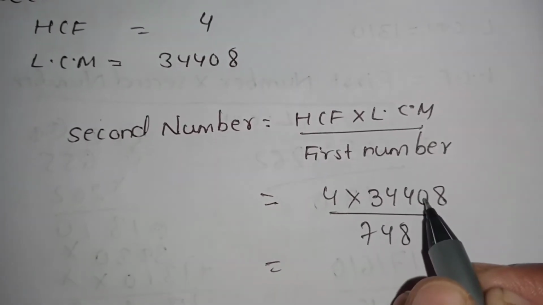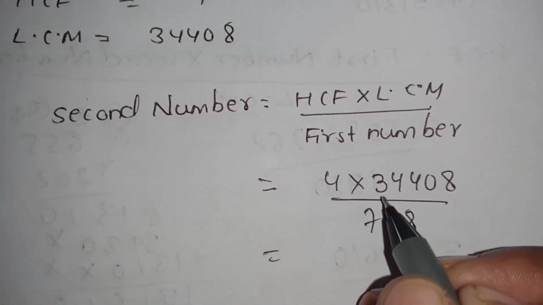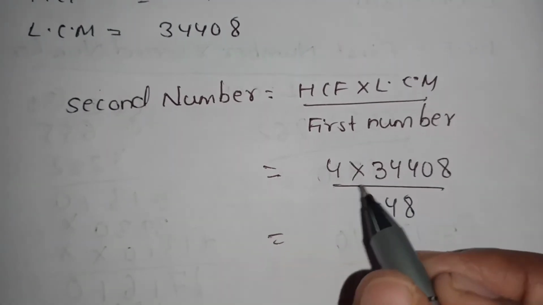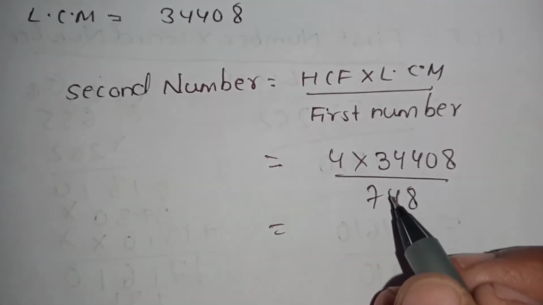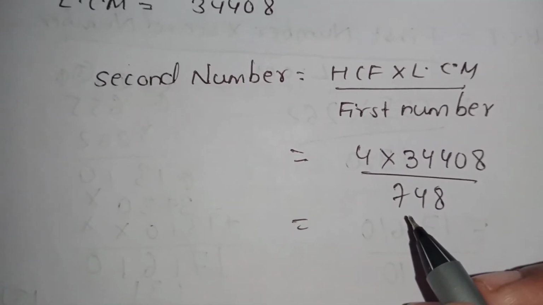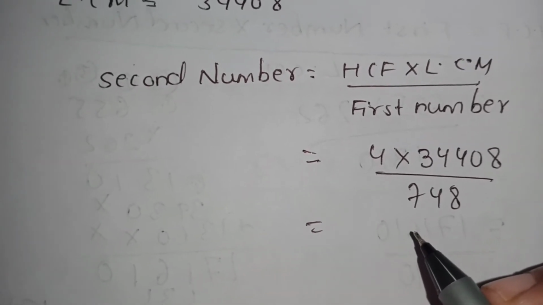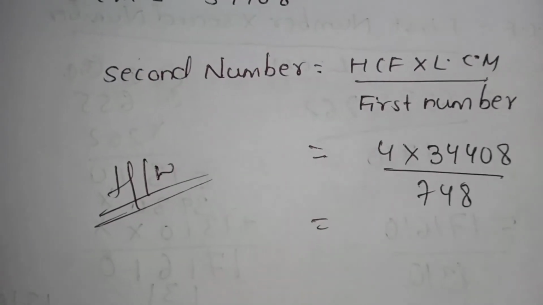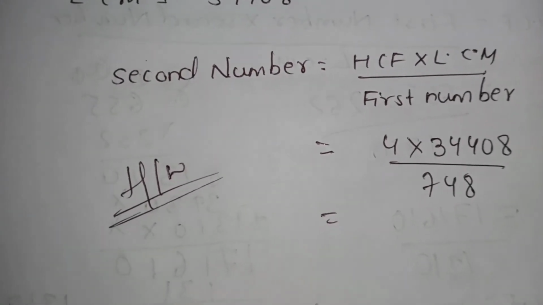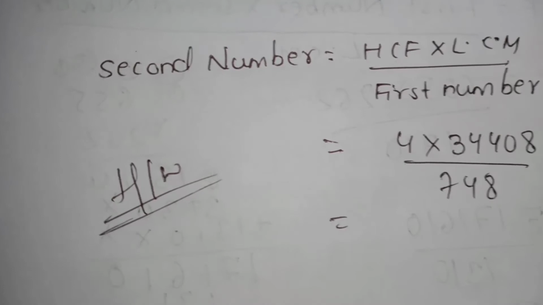So what you will do, you will multiply 4 into this, and whatever the answer you get, you will divide by this number, that is 748, and you will get the second number. Okay, so you will do by yourself. This is your homework. You will try by yourself. If you face any difficulty in doing so, you can ask me.